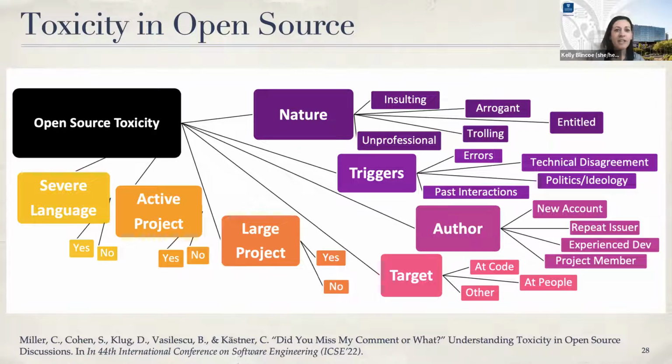And what they found were insulting comments, arrogant comments, entitled comments, unprofessional comments, and trolling. But what's really shocking is they didn't find it just from new accounts or people joining a software project just to be disruptive. They found that very experienced developers and core members of the project team were exhibiting this type of behavior. And these toxic comments were not just directed at code, not just critiquing code that somebody created, but were also directed at the people themselves on the team, insulting or trolling or being arrogant towards people.